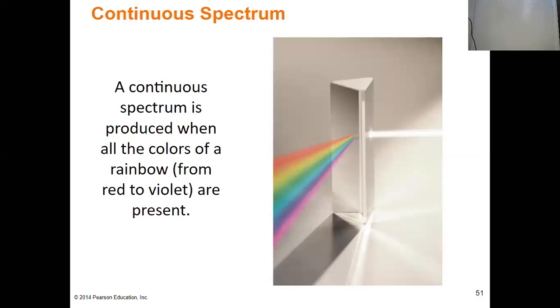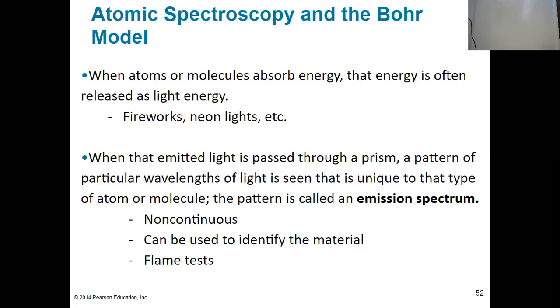An emission spectrum is not the only type of spectrum. You have your continuous spectrum that is produced when all of the colors are present. You also have what are called absorption spectrums, which I have a picture of in an upcoming slide, so I won't jump the gun there.